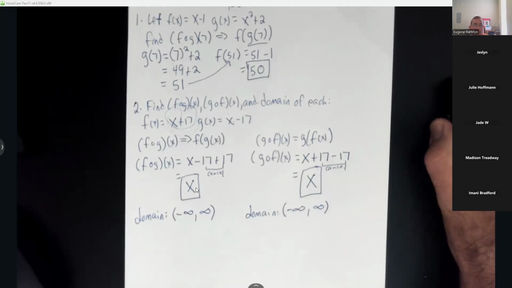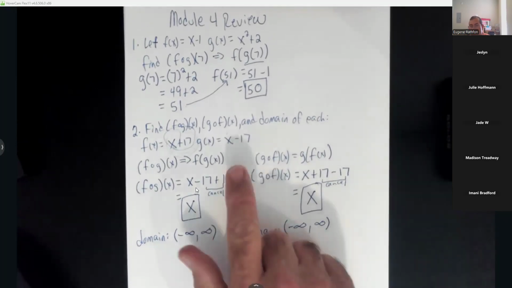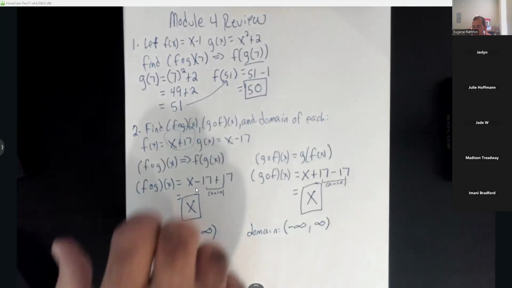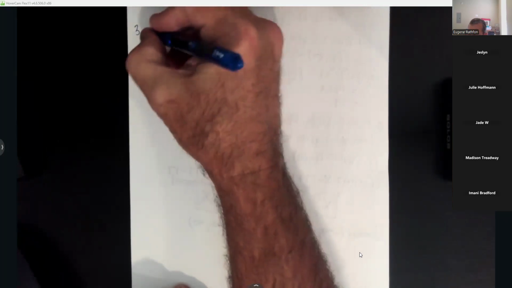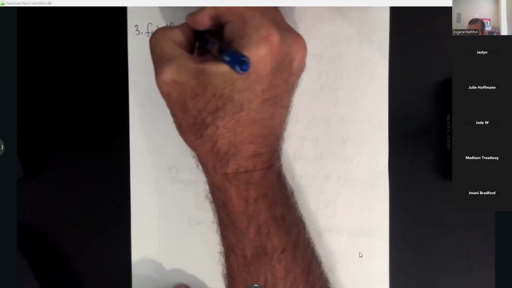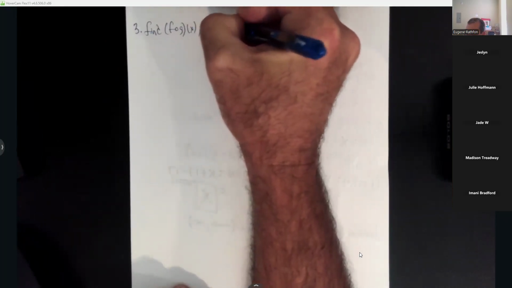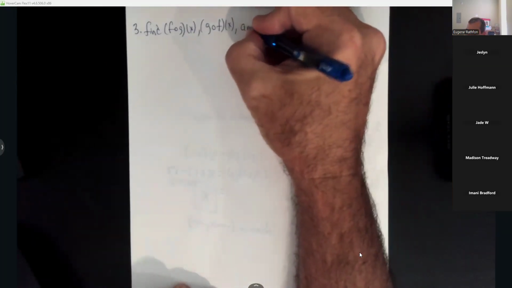All right, y'all. So now we'll get into the same type problem as this, but this next one, we will have numbers to exclude from the domain on it. And we're doing the same thing. We're going to find f composed g of x, g composed f of x, and the domain of each.